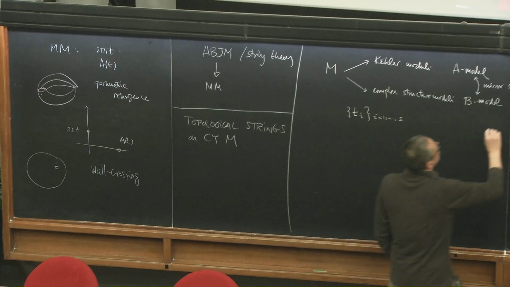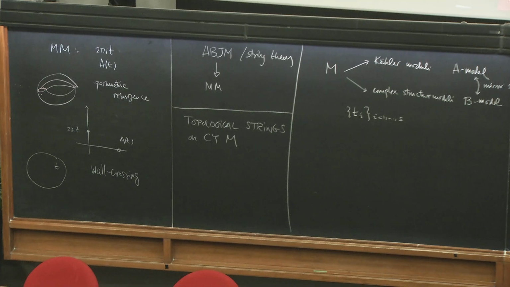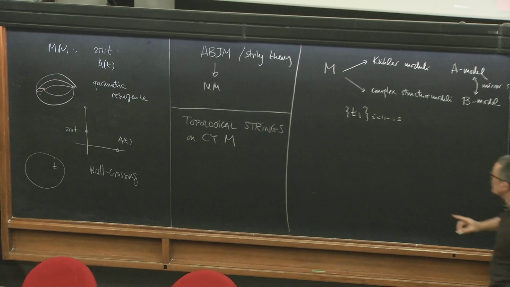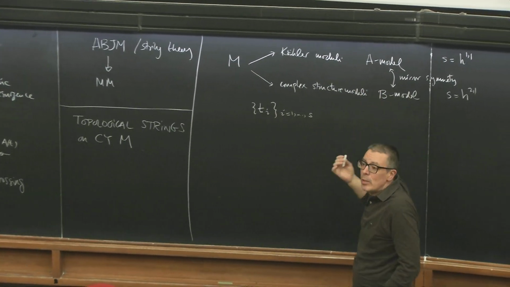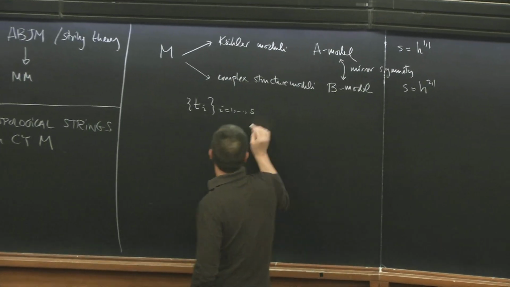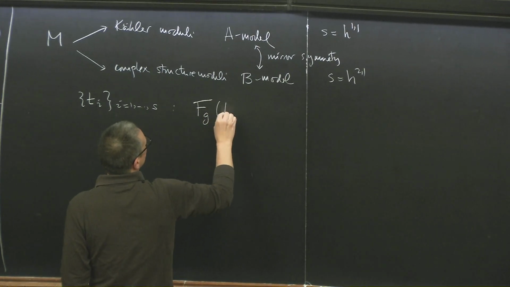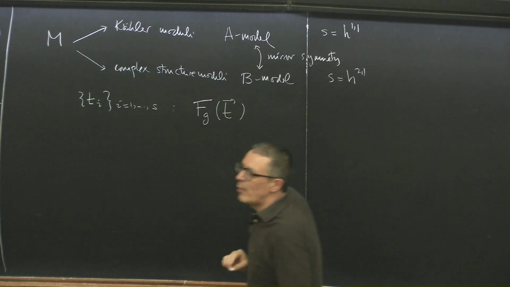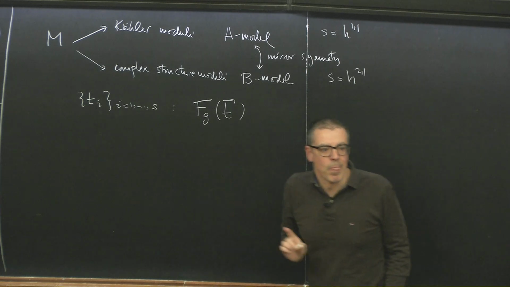So in the A model, keeping the notation that Lara used, s is going to be h^{1,1}, and here s is going to be h^{2,1}, okay? If you have a compact Calabi-Yau, okay? So here, t_i, I'm going to represent the moduli in the A model or in the B model, and the quantities that I'm going to consider here are the free energies at genus g, which are non-trivial functions of the moduli, okay? So these are the quantities that people want to compute.